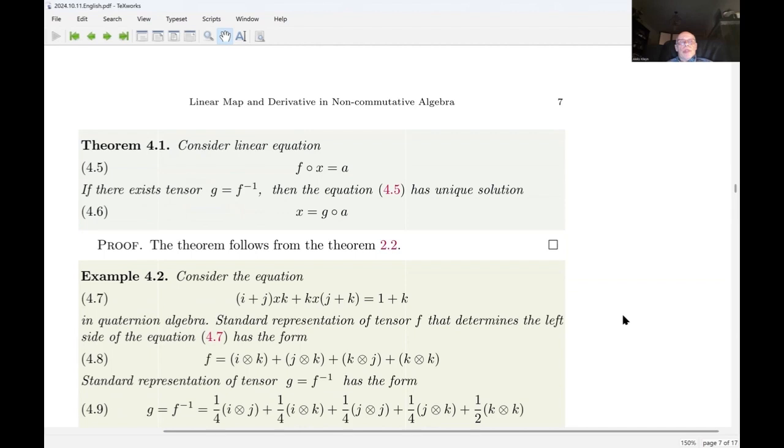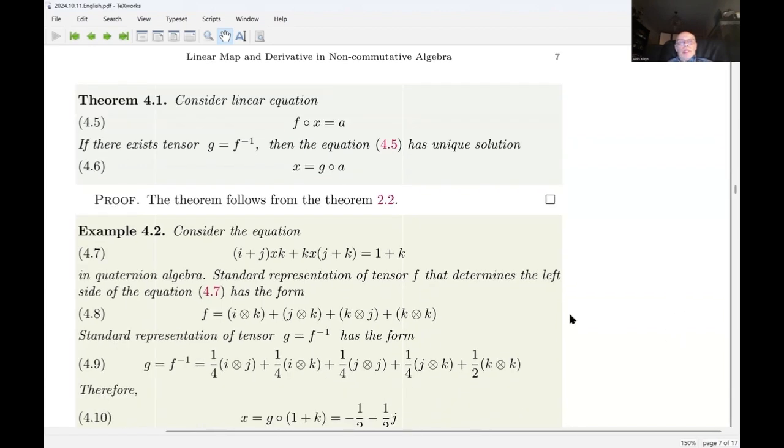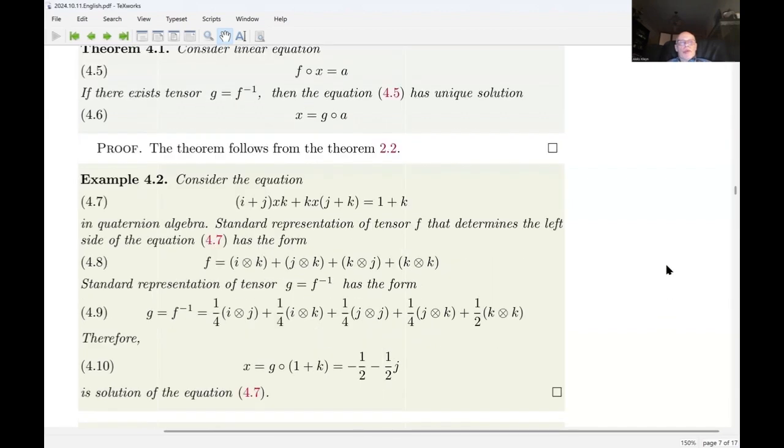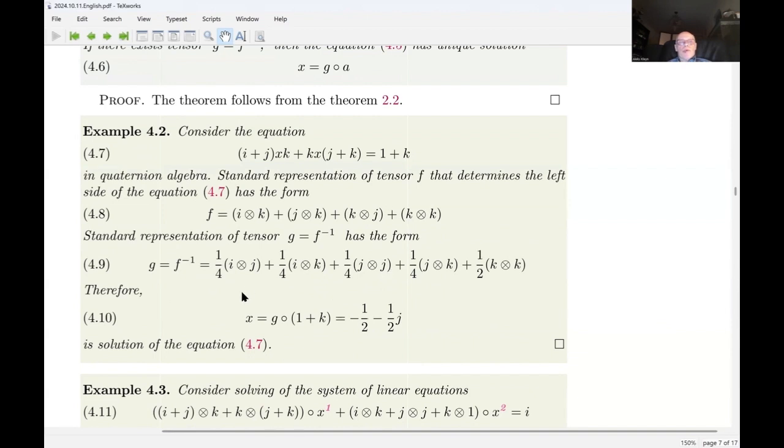Now we consider an example for 4.2. Consider equation 4.7 in quaternion algebra. The representation of tensor F that determines the left side of equation 4.7 has the form 4.8. So the representation of tensor G, which is the left power of tensor F, has form 4.9. Therefore, the solution of equation 4.7 has form 4.10.